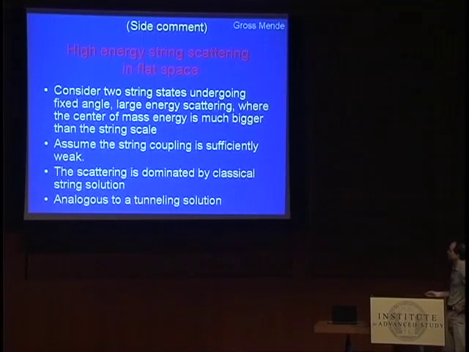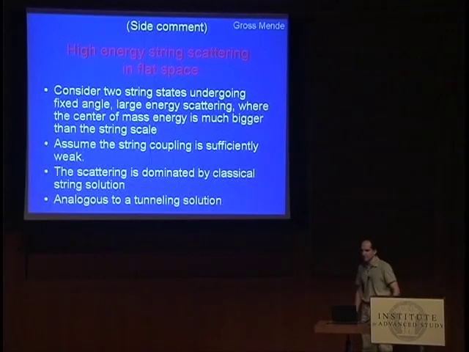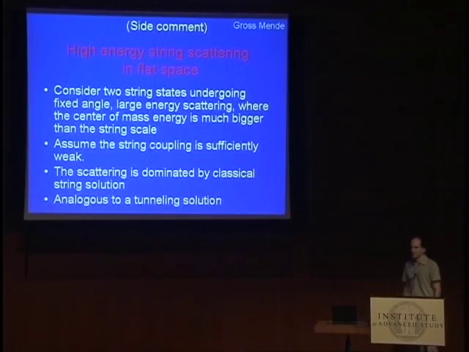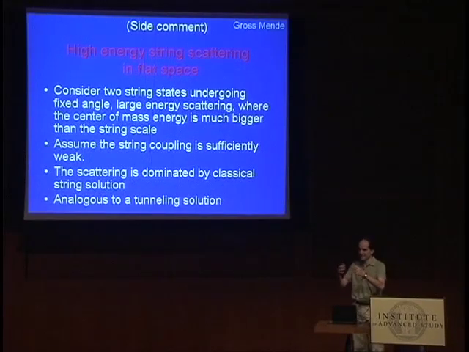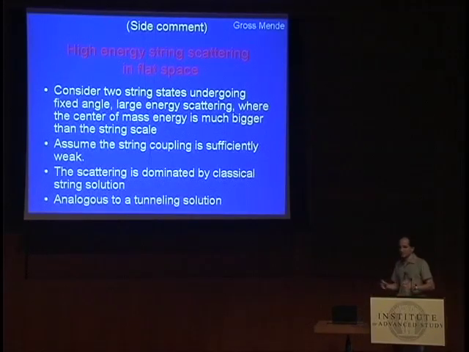So we consider two string states undergoing fixed angle, large energy, exclusive scattering. So we start with the two string states, they scatter by a fixed angle, and we end up with the same two string states. Now this is not necessarily the dominant process, so the dominant process might be one in which you collide, you form a highly excited string state that then decays into other excited string states. So that's another process you could consider, but you restrict to the process where you take the two initial states and you end up with the same two initial states but at different angles. So we'll also assume that the string coupling is sufficiently weak. I'll specify that in a second.